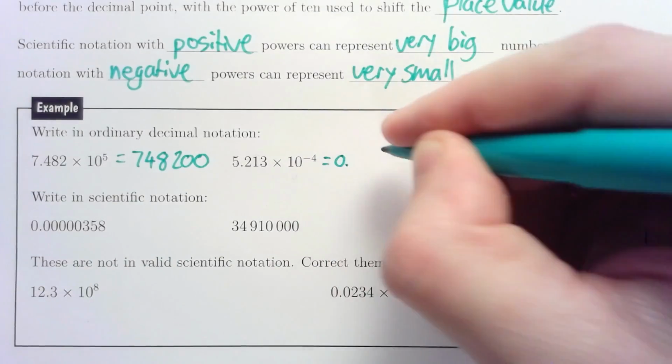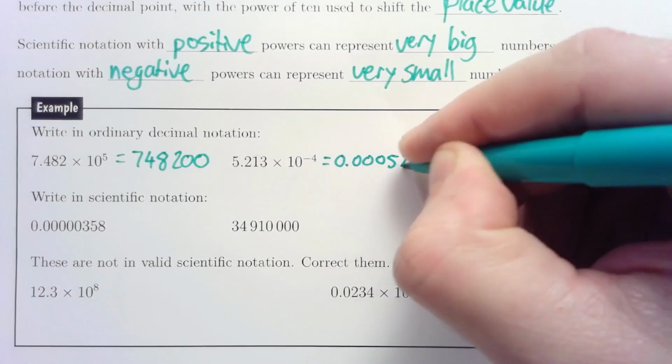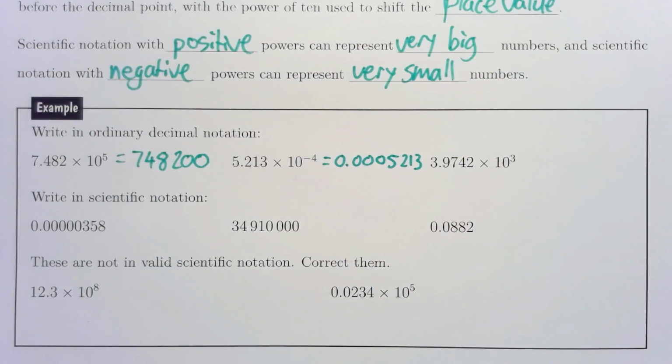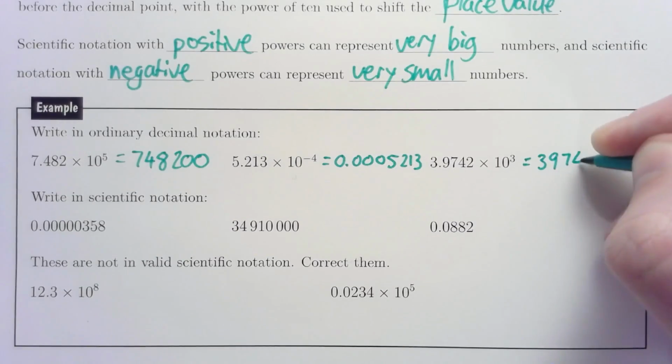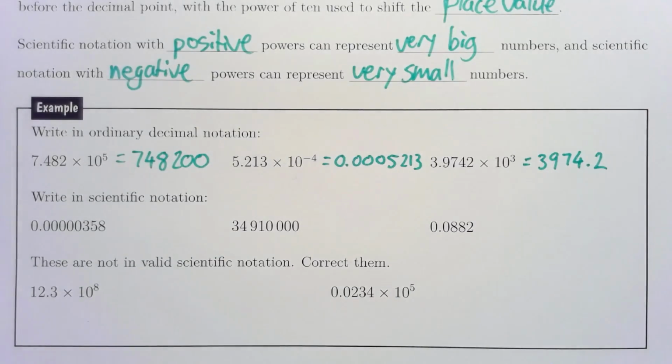5.213 times 10 to the power of negative 4. We need to shift our first digit, 5, into the 10,000ths place, which is 0.0005213. 3.9742 times 10 to the power of 3 means we have to shift our first digit, 3, into the thousands place, which is 3,974.2.